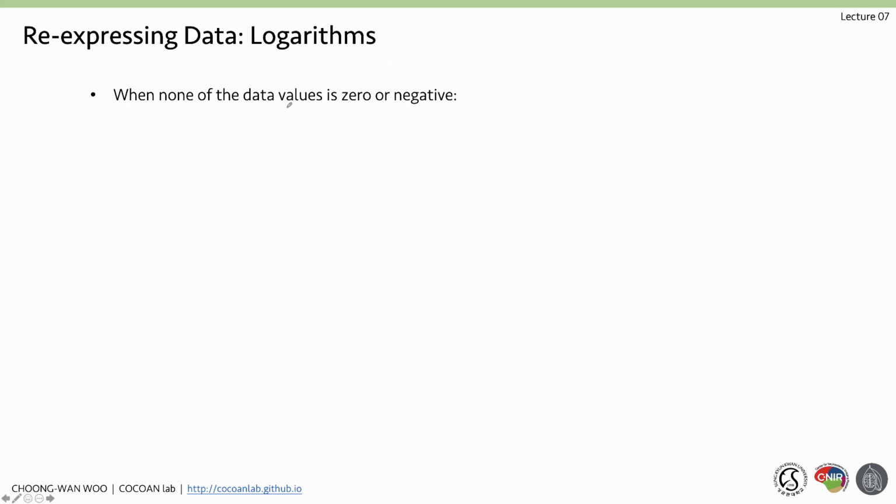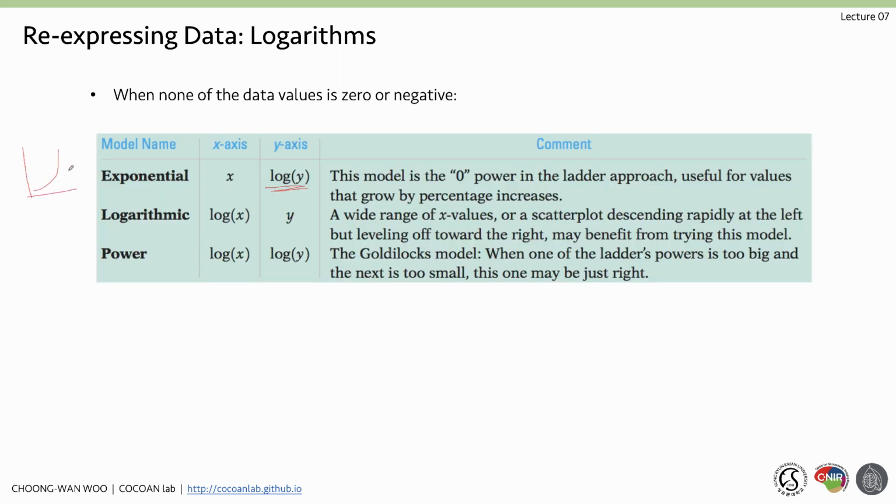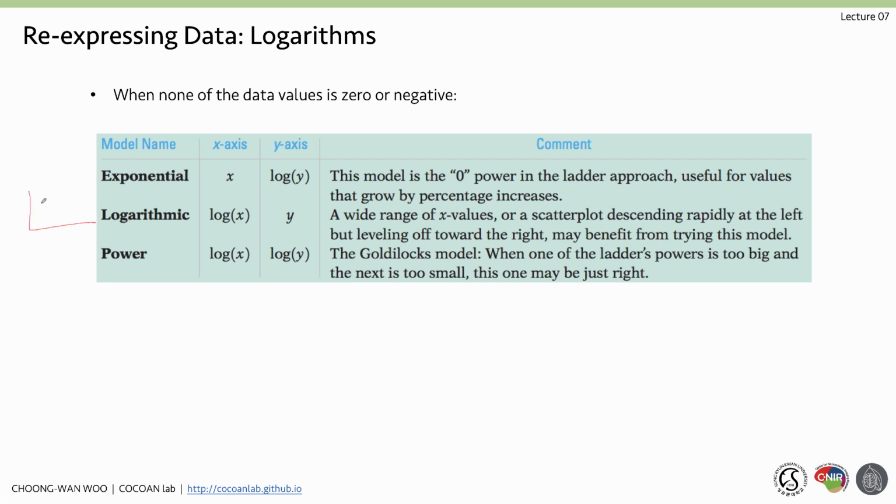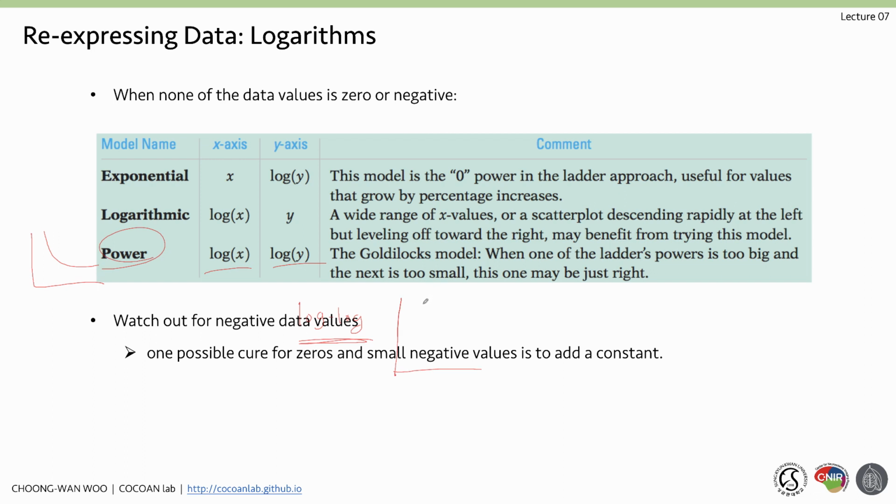Given that we use logarithms a lot of times, I have made a separate slide for logarithms. We can use logarithms when none of the data values is 0 or negative. With data shaped like this, you can decrease the y like this. If the data had this shape, you can decrease the x, go down for the x, and use y. If the data show this shape, you can use this and this. So watch out for negative data values, because we cannot use a negative value for log.